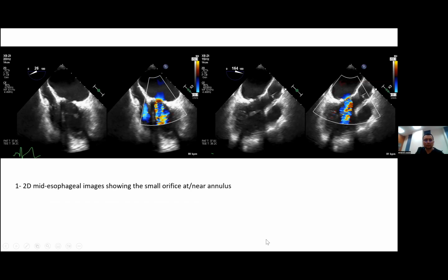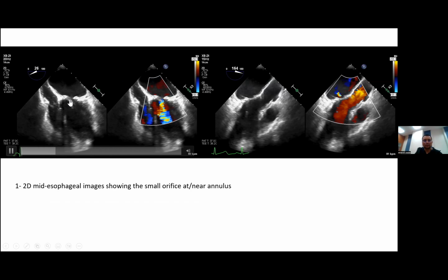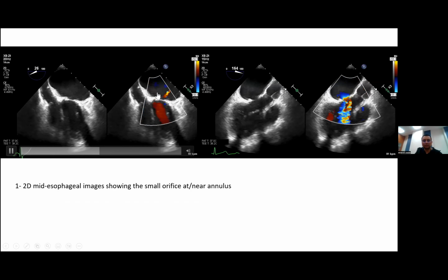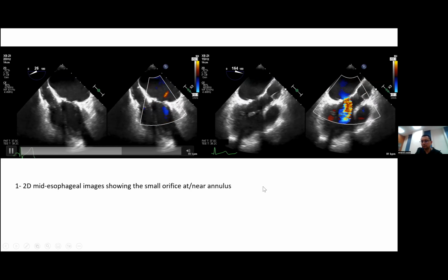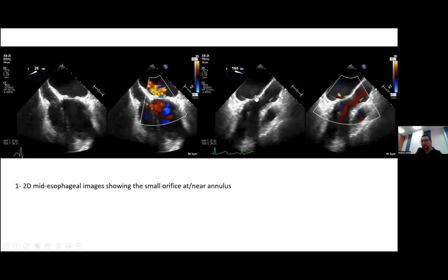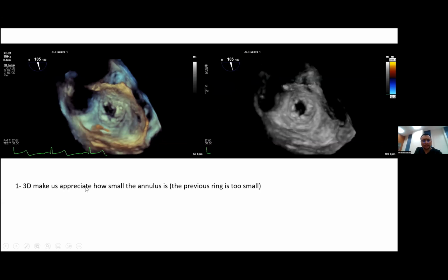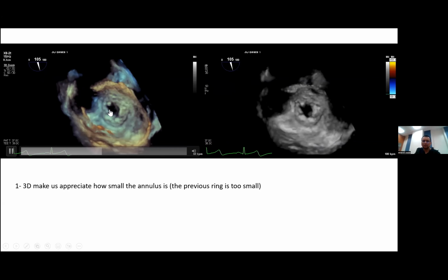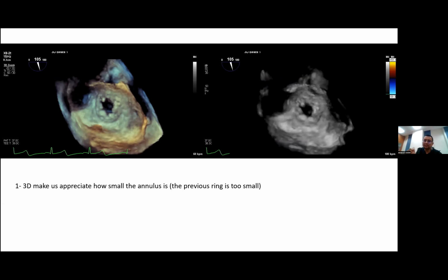intra-op transesophageal echocardiogram images. So this is the mid-esophageal 4-chamber view, and you can see this is the annulus of the mitral valve, and you can see the flow convergence here that shows the mitral stenosis at or near the annulus. This is the mid-esophageal long axis view, so LA, LV, aorta, and that's the mitral stenosis there. And in 3D here, this is the annulus, and you can see how small the annulus is. So the issue with this patient is that the ring that they put during the initial surgery is too small.